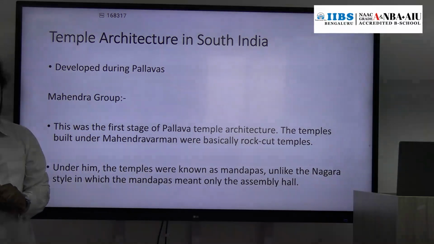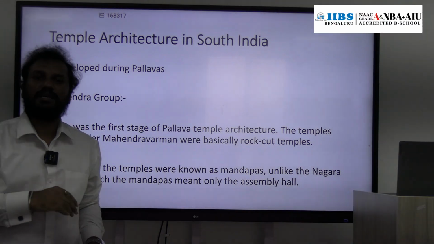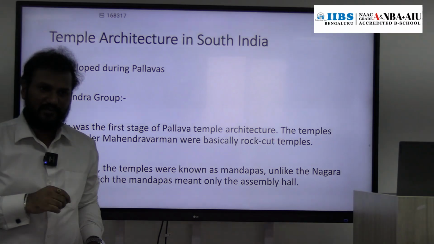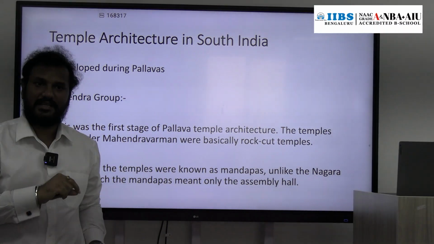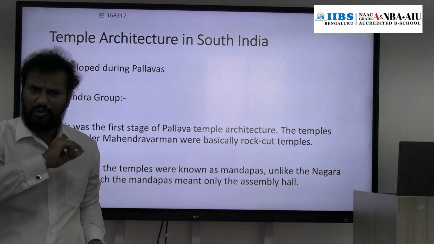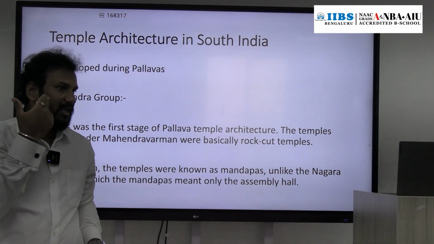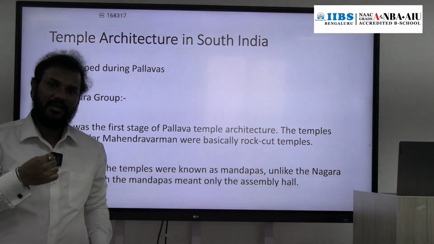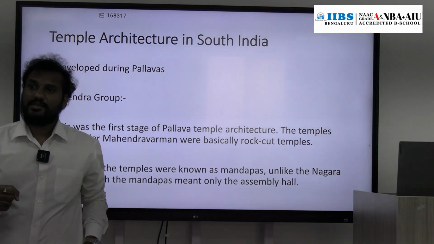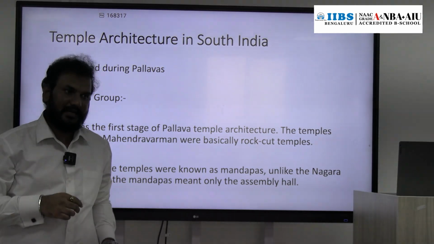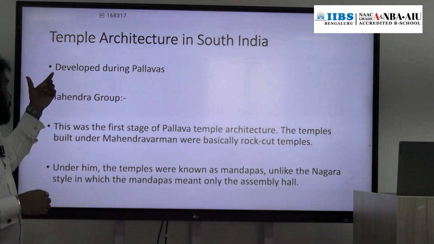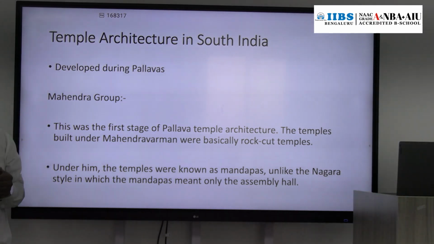So now we will discuss the development of temple architecture in South India. Previously we discussed the development of temple architecture in North India: during the Gupta period, five stages, then the Nagara style of architecture, then the Odisha school of architecture, the Solanki school of architecture, and the Khajuraho school of architecture. Now we will discuss the temple architecture in South India.